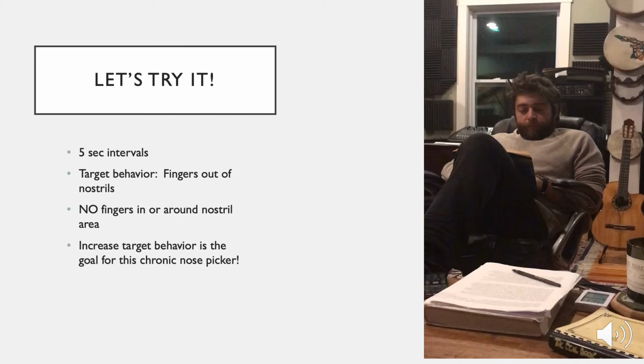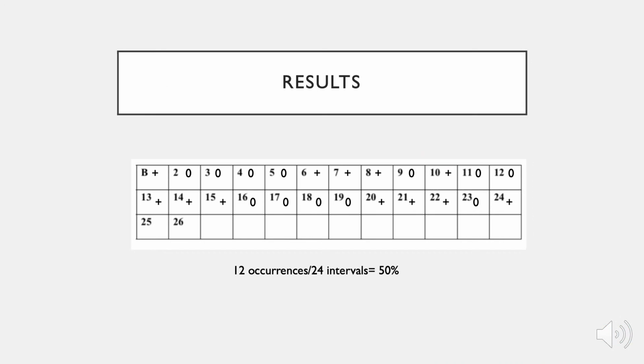So in this case we're going to be doing 5-second intervals, so I'm going to let you go ahead and take data now. Once you watch the video, we'll go on to the next slide and go over the results together. Alright, so here are our results from the video. You should have noted 12 occurrences out of 24 intervals, and that's going to give you 50%.